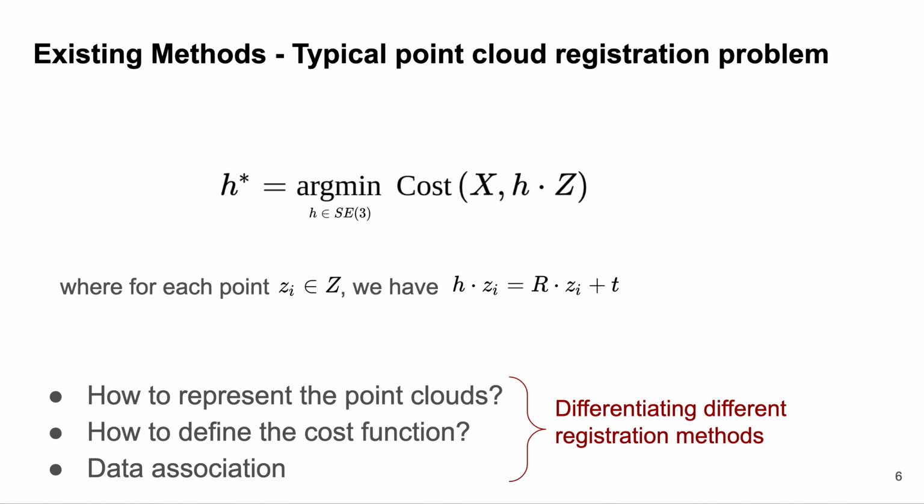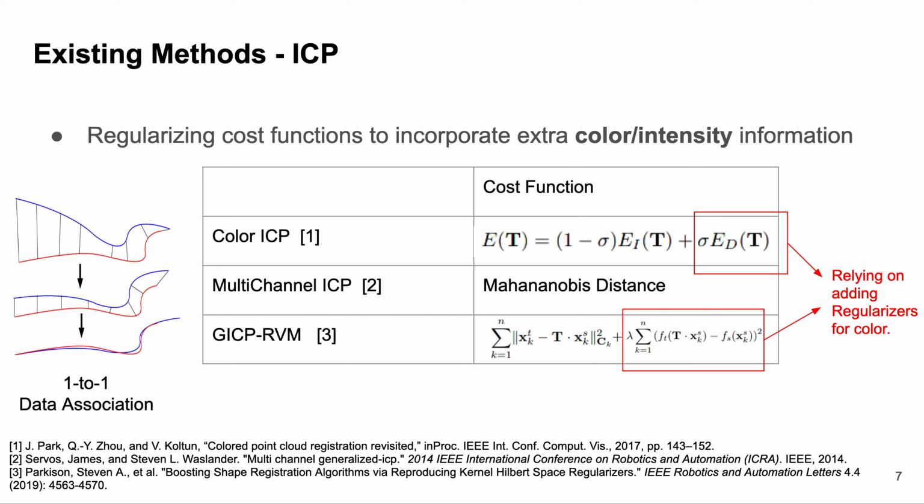Existing methods usually formulate the problem as some optimization problem. Different methods might have different representations of the point clouds, and then the cost functions are defined accordingly. Iterative closest point is a very famous point cloud registration method. It relies on one-to-one data correspondence and represents the point cloud as a discrete set of points. The cost function is minimizing the pairwise geometric residuals. It is possible to incorporate extra color or intensity information by adding regularizers for these colors.